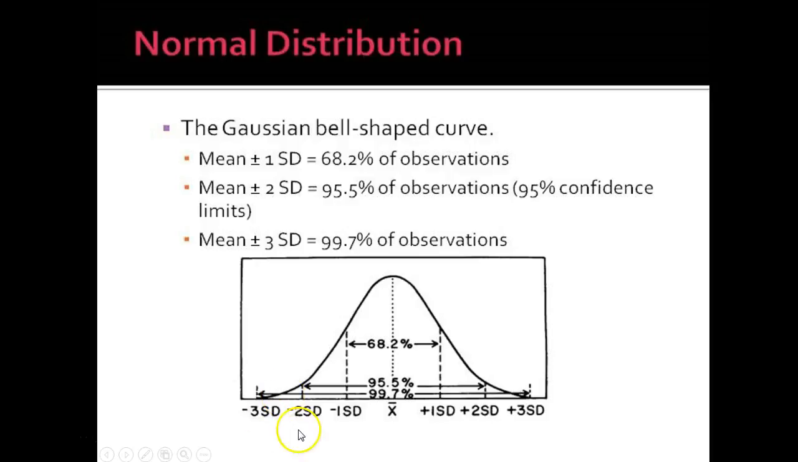All right, then we have two standard deviations, which is 95.5%. We call this a 95.5% confidence interval. That is -2 to +2 standard deviations. 99.7% of all of the values will fall between -3 and +3. When we do quality control, we want our answers to fall between -2 and +2.